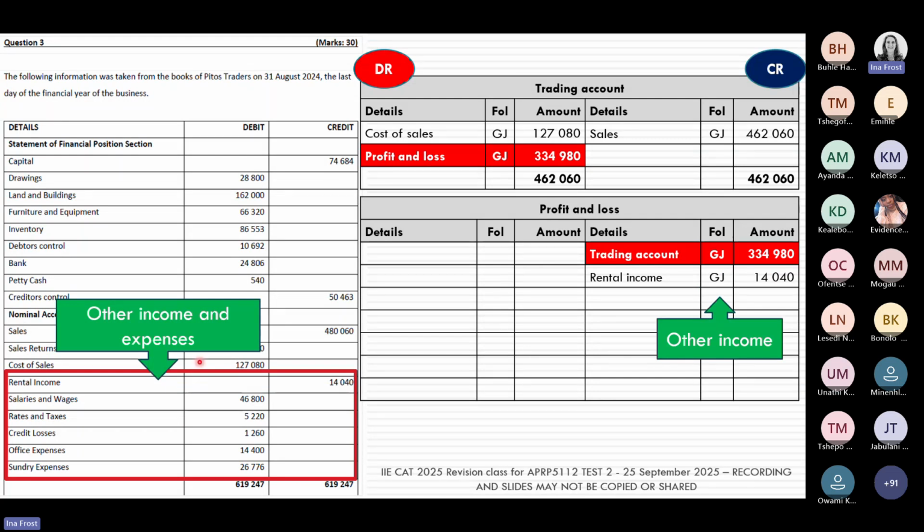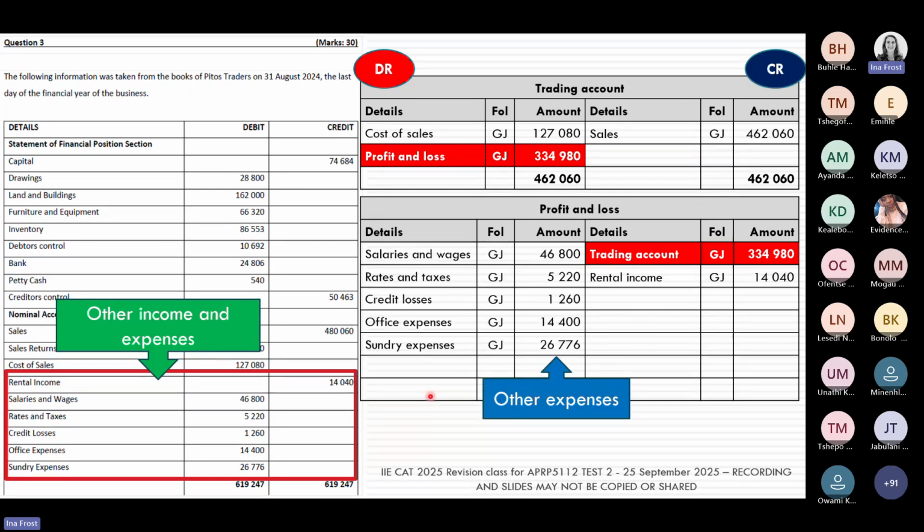I'm going to look for all the other income. And in this question, there's only one. It's your rental income. And also on the credit side of the profit and loss account, I'm going to add in all my other income. Once I've added in my other income, I'm going to come back to my nominal account section. I'm going to look now for my expenses, and all my expenses we're going to add in on the debit side of the profit and loss account.